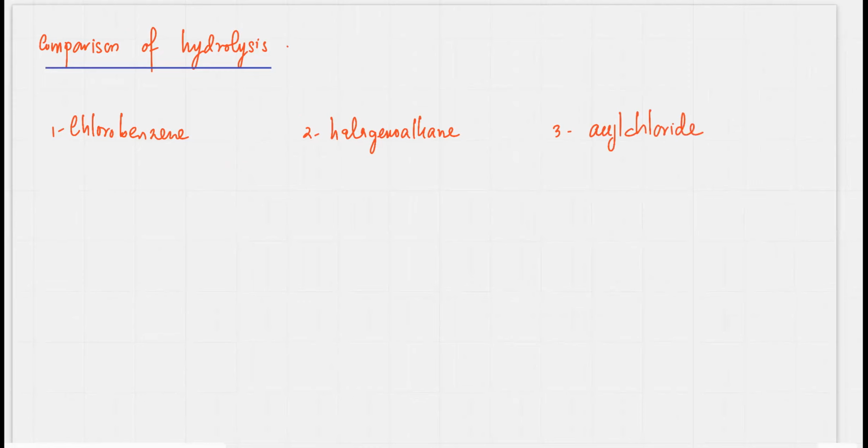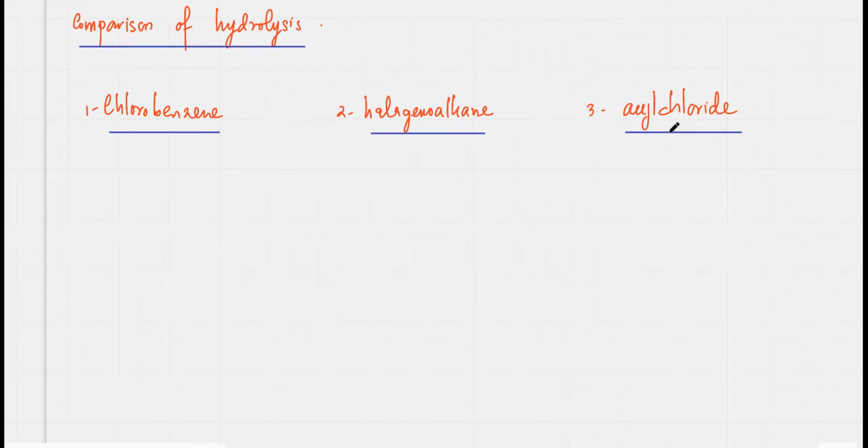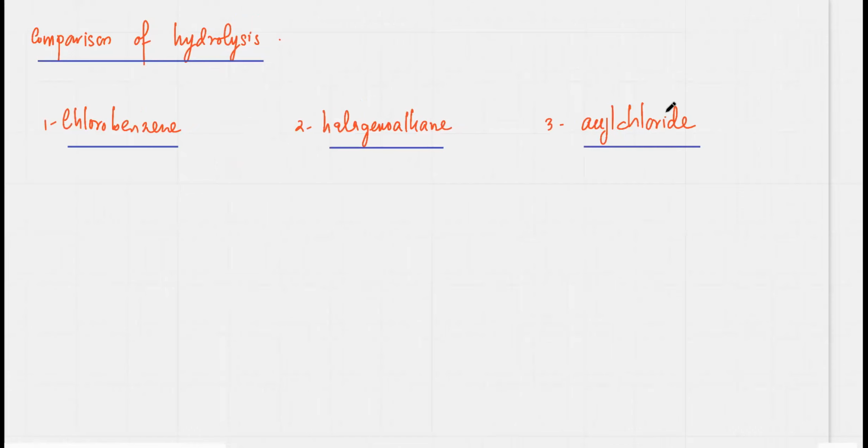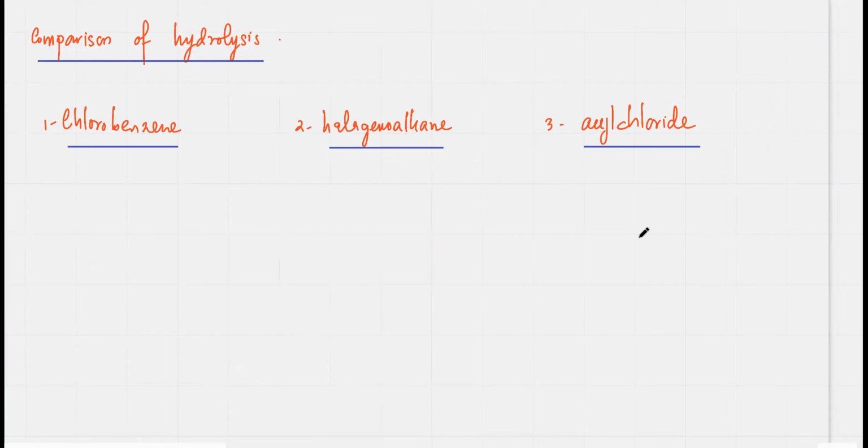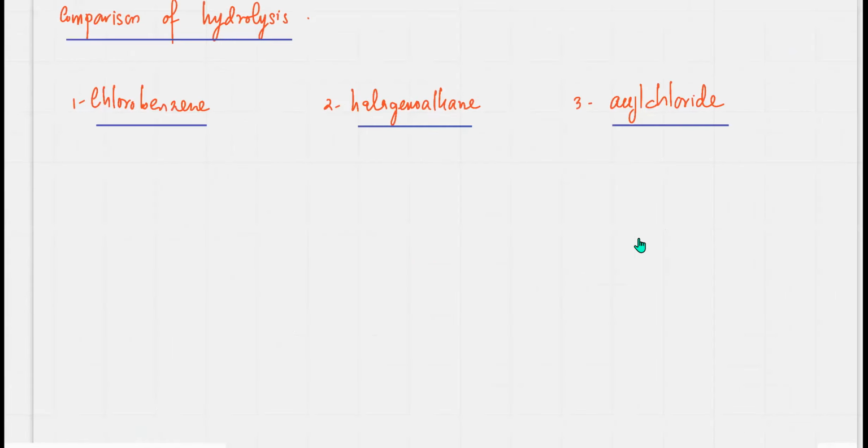So three compounds and three comparisons, and detailed comparisons. Not just the first one, chlorobenzene. I'm just going to briefly first tell you: the first one, you're not going to have any hydrolysis. No hydrolysis. We don't even know at the moment what hydrolysis is, but I'm just writing it down. No hydrolysis.